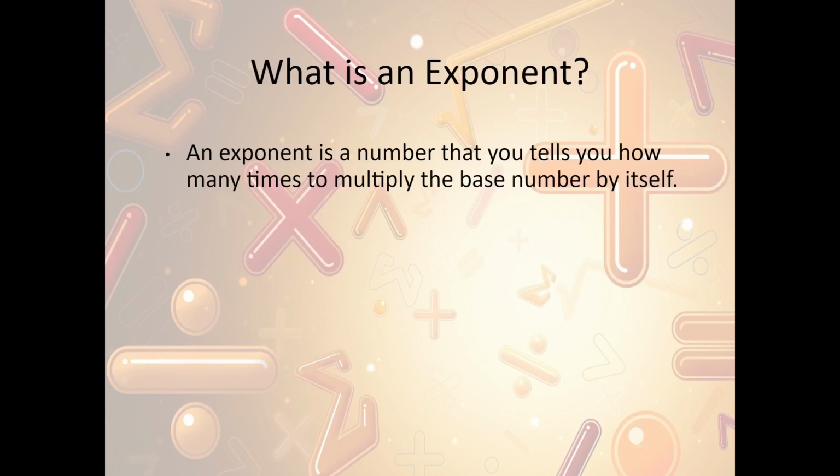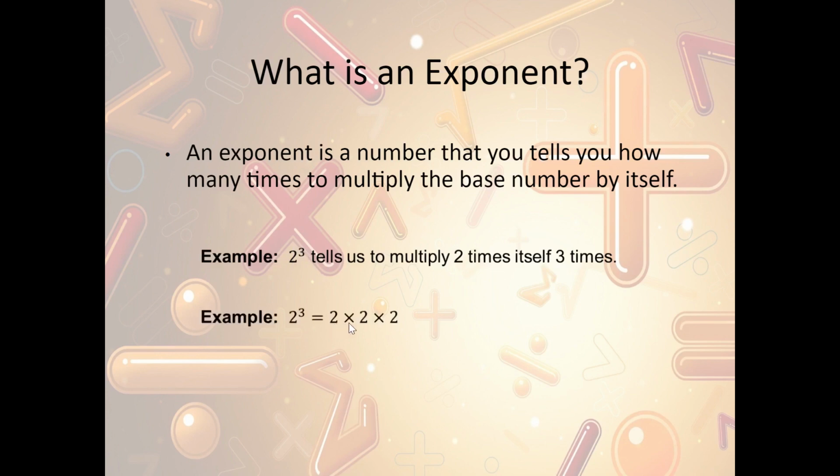Now, what is an exponent? An exponent is a number that tells you how many times to multiply the base number by itself. So for instance, we have 2 to the third power. 2 is what we call our base number, and it tells us that we're going to multiply 2 times itself 3 times. So that's really 2 times 2 times 2, which is 8.